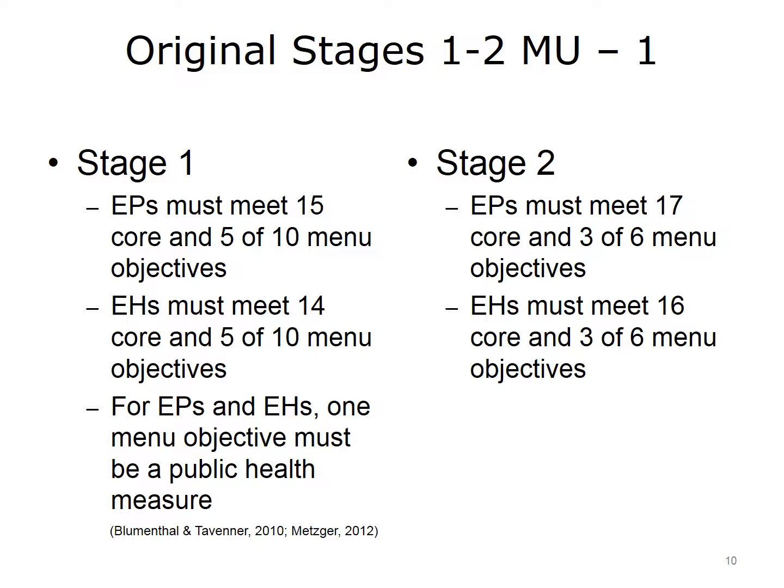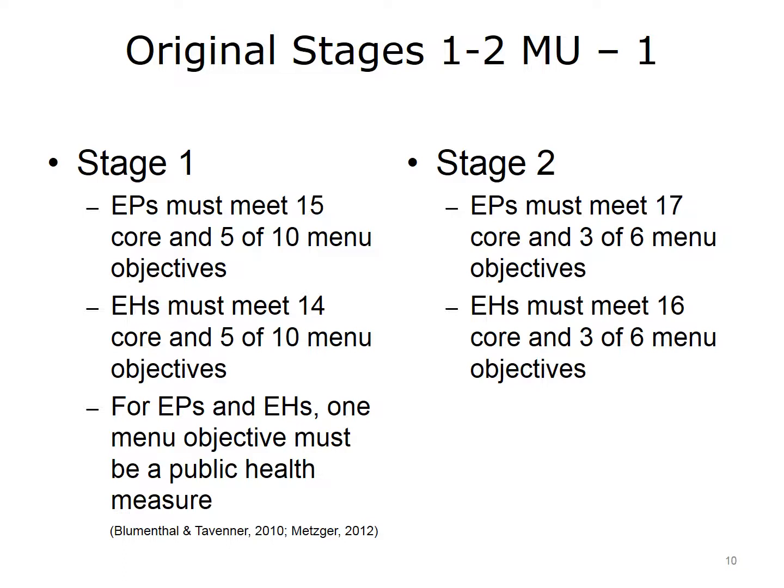In Stage 1, eligible professionals had to meet 15 core and 5 of 10 menu objectives. Eligible hospitals had to meet 14 core and 5 out of 10 menu objectives. These were essentially the same, although hospitals were not required to carry out electronic prescribing since they tended to prescribe within their hospital by their computerized provider order entry systems. It was also specified that for eligible professionals and eligible hospitals, one of the menu objectives needed to be a public health measure. In Stage 2, some of the measures were consolidated and some new ones were added.